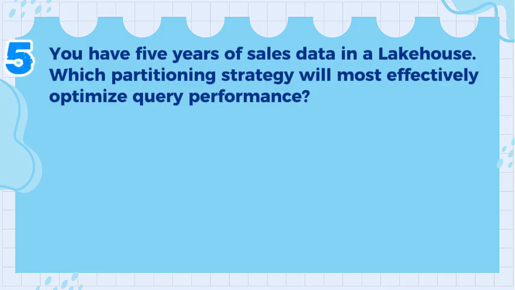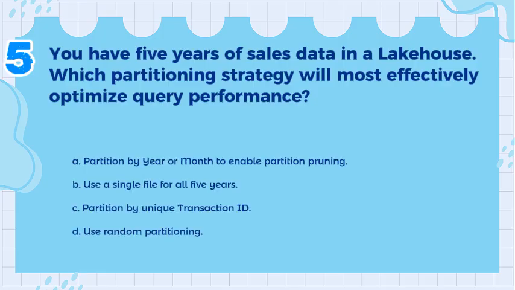The choices are A. Partition by year or month to enable partition pruning. B. Use a single file for all 5 years. C. Partition by unique transaction ID. D. Use random partitioning.